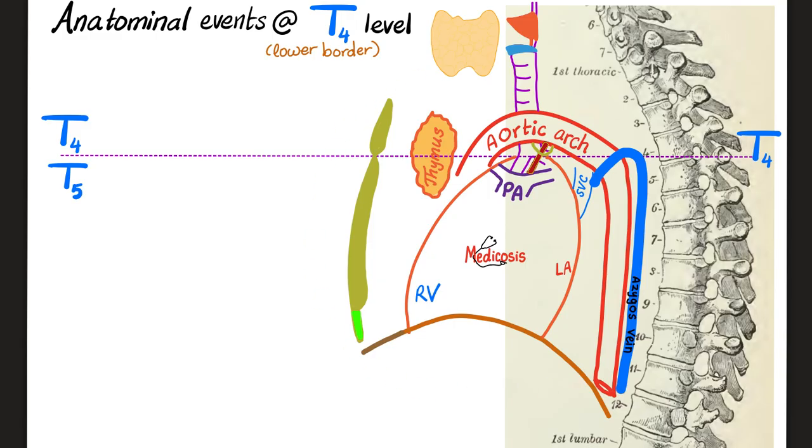This is the thorax. Here is anterior. This is posterior. This is superior. This is inferior. This is the sternum. This is the diaphragm. This is the thorax. This is the abdomen. This is the heart.